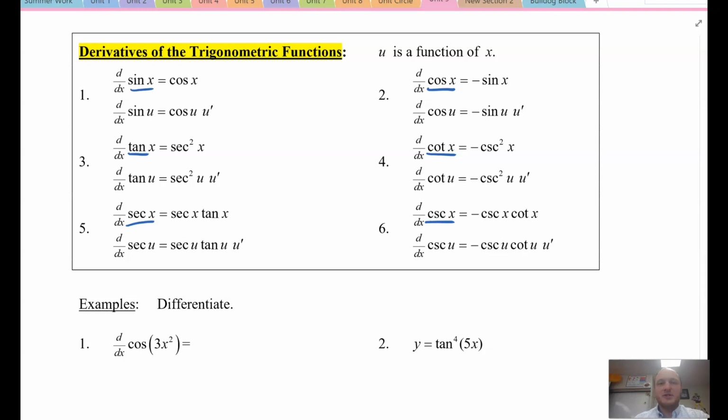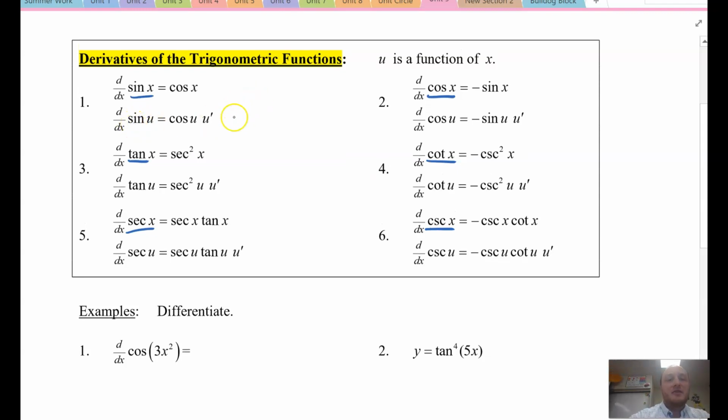And then what I want you to see here for the sine of u, right? This is just the chain rule version of it. So if I have a function inside of my trig function, I have to utilize the chain rule: derivative of the outside times derivative of the inside. And something else to keep in mind, with all these co functions, we get a negative. So derivative of cotangent, it has a negative. Derivative of cosecant, it has a negative. That's just something to remember, to memorize.